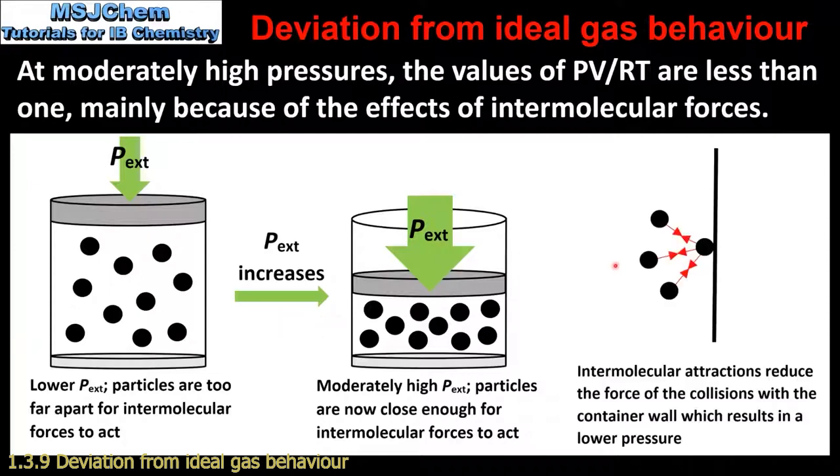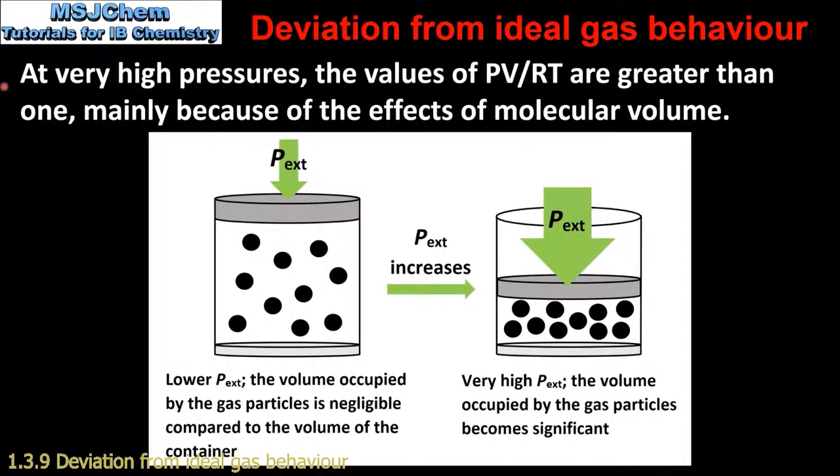On the right, we can see the effect of this increased pressure on the intermolecular forces of a gas. Intermolecular attractions between the gas particles reduce the force of the collisions with the container wall, which results in a lower pressure. Because the pressure of the gas becomes less than expected, the product of PV over RT is less than 1. So to summarize, at moderately high pressures, the deviation from ideal gas behavior is mainly because of the effects of intermolecular forces. Next, we'll look at the cause of the deviation from ideal behavior at very high pressures.